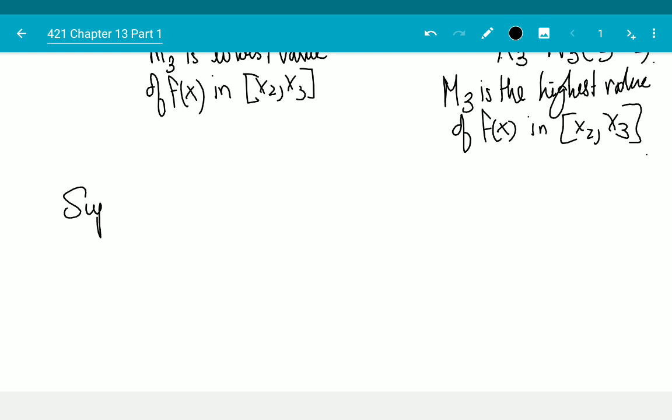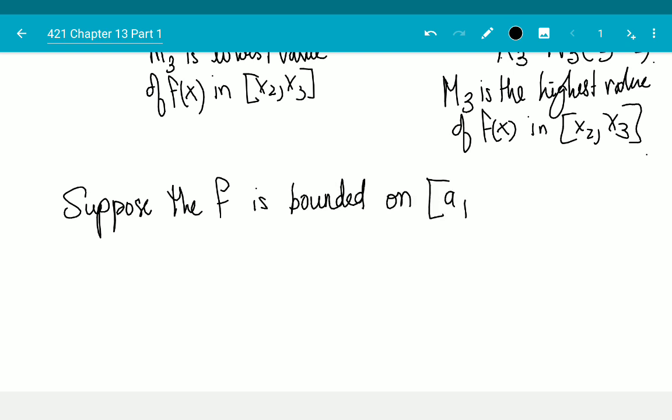Suppose that f is bounded on a to b, a closed interval. Any continuous function is going to be bounded, but the chapter doesn't say that I only consider continuous functions. So we just deal with a bounded function.